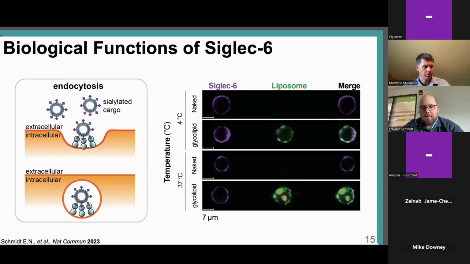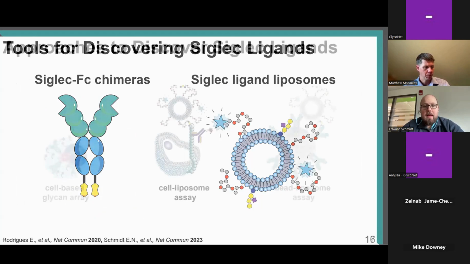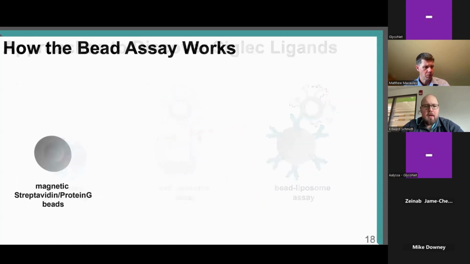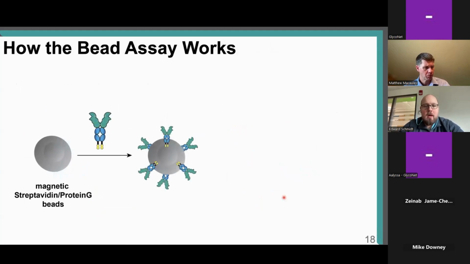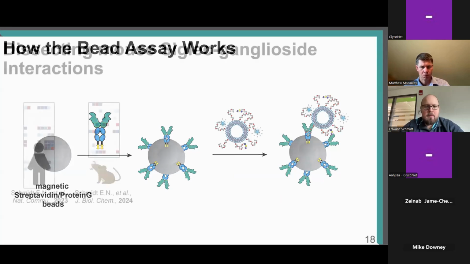And the last thing I'd like to talk about is how we can use these 2 tools together, and that is in our bead liposome assay. So the way this assay works is we take magnetic beads that have either streptavidin or protein G. We can then complex our Siglec Fcs to them, and then we can add our liposomes to them, very similar to our cell-based assay.